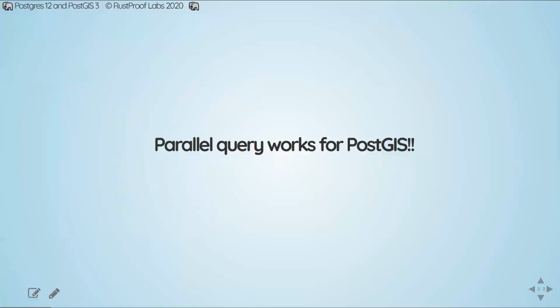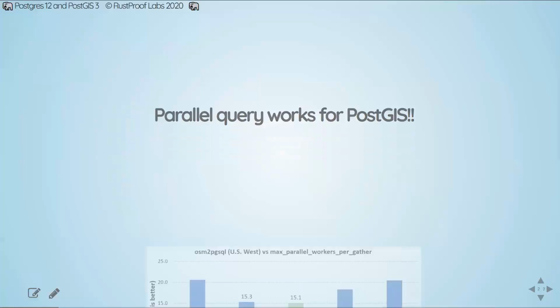But up through 11, you still weren't able to take advantage of parallel query for our GIS data. Spatial joins, aggregations, and the like were not able to take advantage of parallel query. And with 12, that has all changed, and parallel query will finally kick in for our spatial data querying purposes.